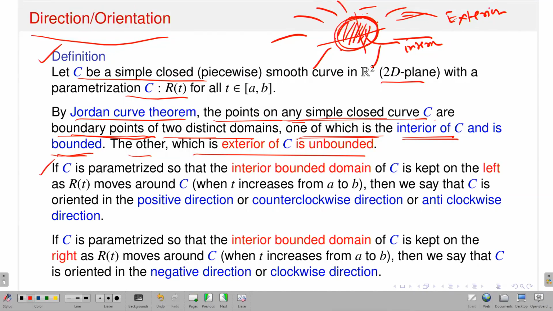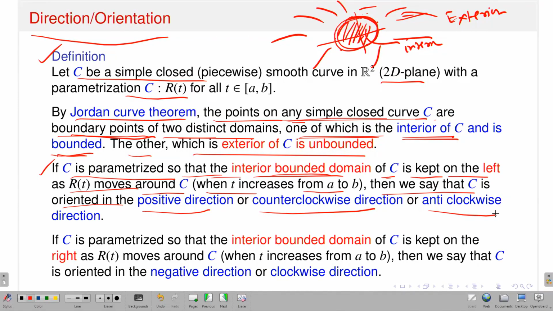Okay. What is my next point? If C is parameterized so that the interior bounded domain, that is another way of looking at the directions. Suppose C is parameterized, that means it will have a parameterization say capital R, so that the interior bounded domain of C is kept on the left as r(t) moves around C. When t increases from a to b, then we say that C is oriented in the positive direction, or counterclockwise direction, or anticlockwise direction.